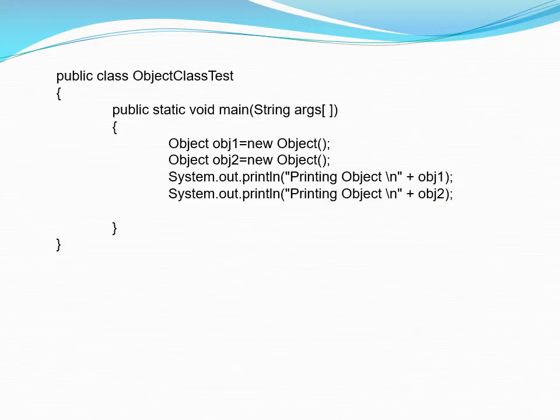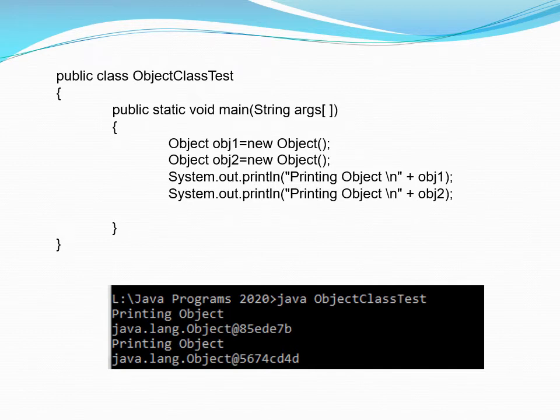So here I have a program which has two objects. We have created two objects, obj1 and obj2. Both are objects of the Object class, and we are printing the values. So when we are printing these objects, remember this is the println function, so it is printed as a string. Then the Object class's toString method gets executed, and this is the output that we get.